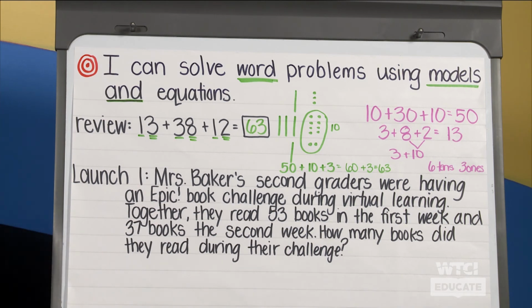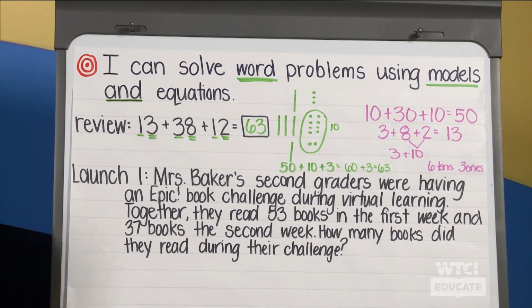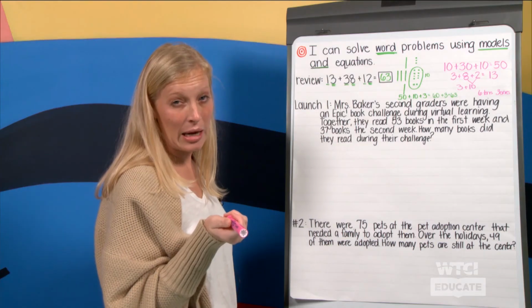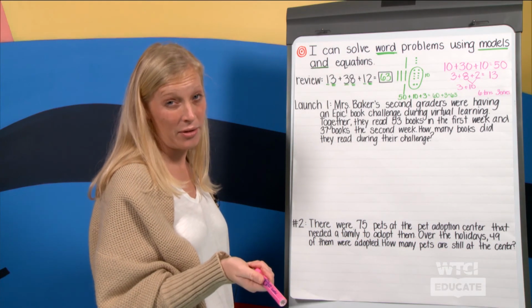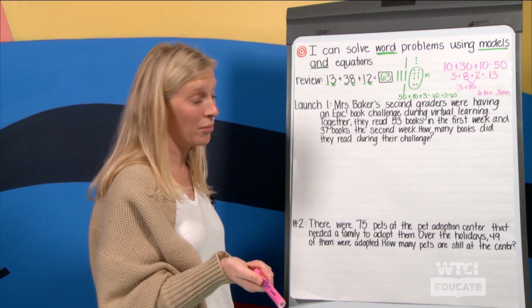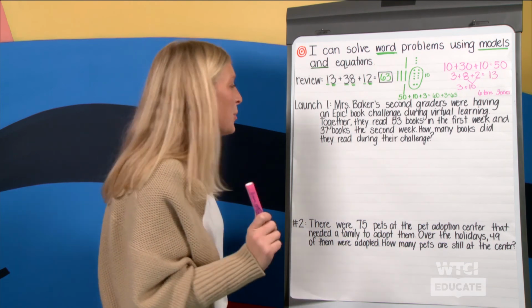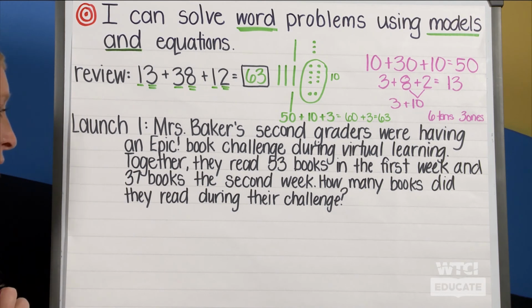The first week that we had this challenge, they read 53 books total. The second week, they read 37. I'm thinking it might have been a little bit nicer outside that second week, so they weren't inside on the computer reading these books on the computer. That's just a guess. How many books did they read during their challenge?